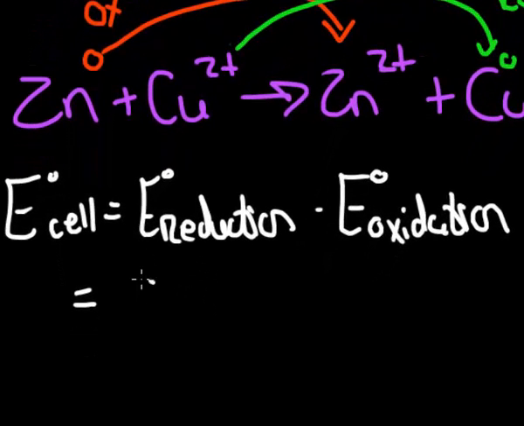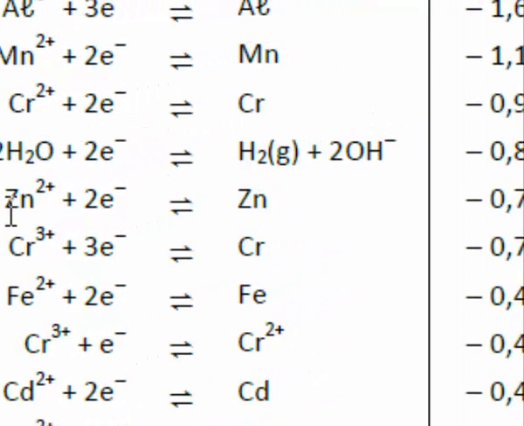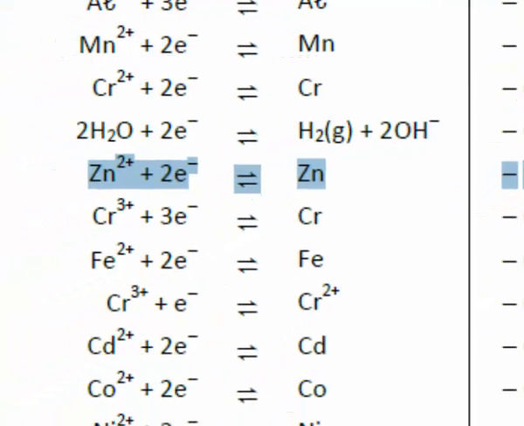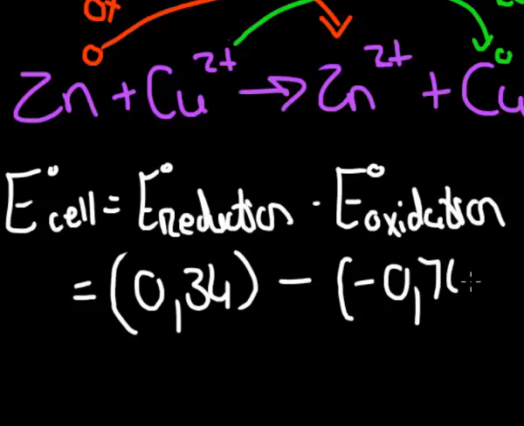So that means that we'll be having 0.34 positively minus that for the oxidation, and our zinc in this case is the oxidation half reaction. It's got a value of negative 0.76. So we must make sure that we include the negative inside this value. Now 0.34 minus negative 0.76 ends up giving me a positive value of 1.1 volt.